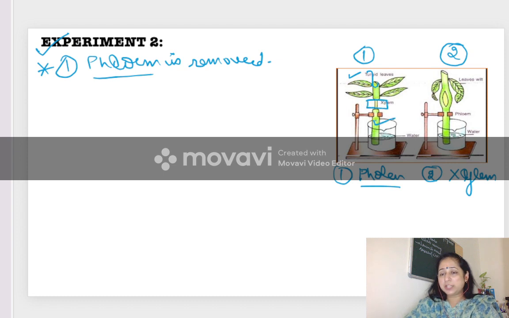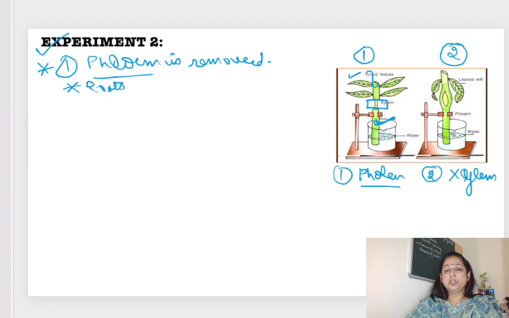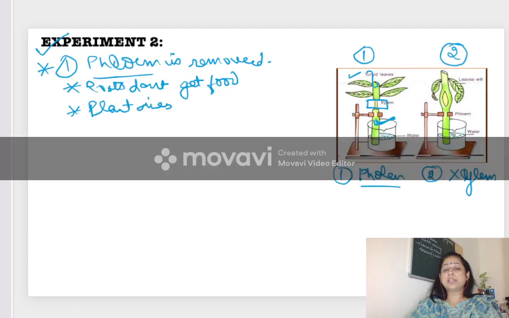So the roots don't get food. When the roots don't get food, the plant dies. Of course, for some time it will absorb water, and then it will die.